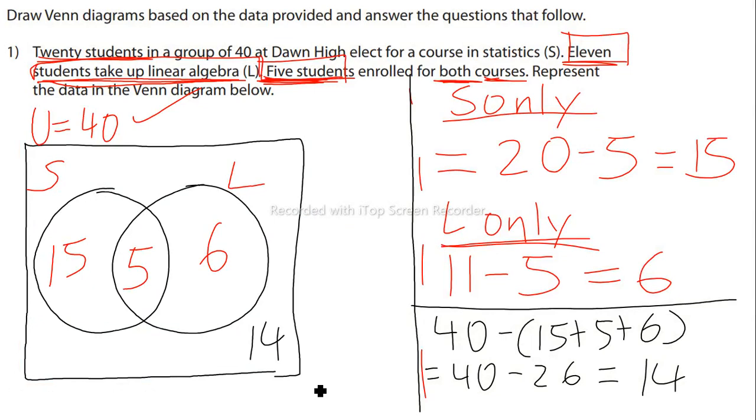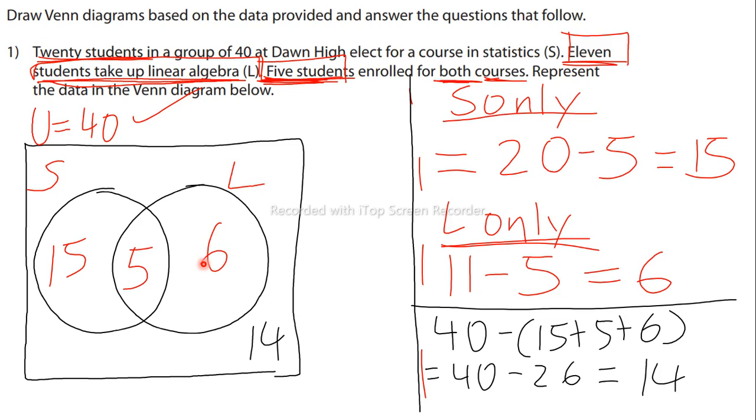So you added the 14 to the 26 to get the 40. Yeah, because think about it. When we add up everything, we should get 40. So 15, 5, 6, and 14, you get 40. That's why I asked if you're supposed to add it to get 40 for the set who didn't take none of the courses. Yes, definitely. You're supposed to.